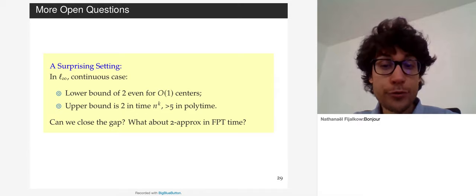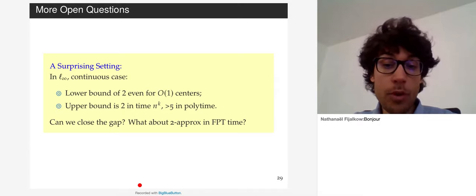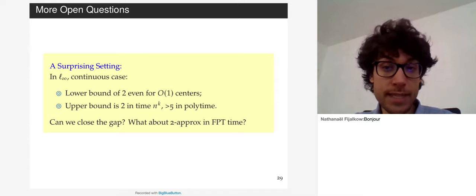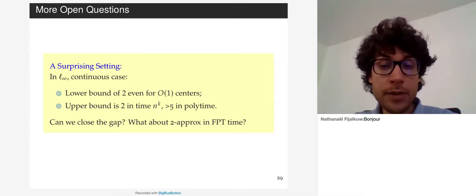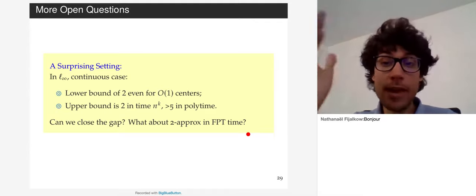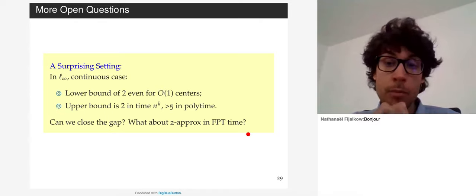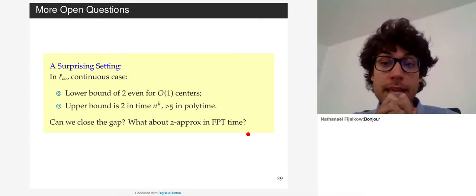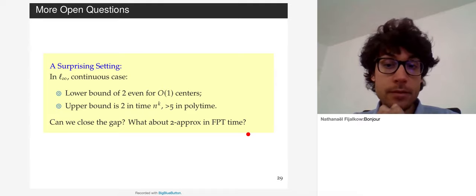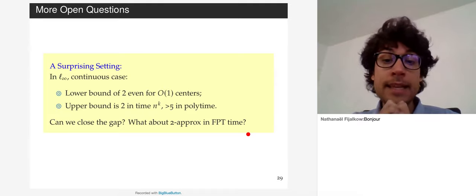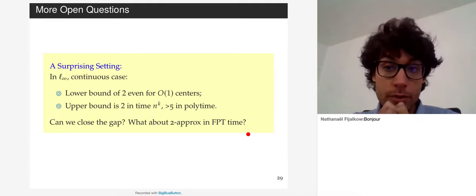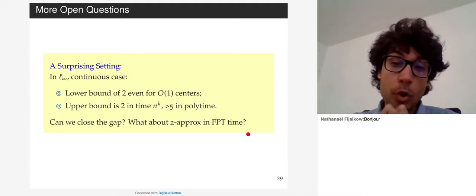some kind of lower bound of 2, which is higher than the lower bound that is known for general metrics, right? The lower bound is 1+2/e, which is like 1.7. But in the L infinity setting for the continuous case, L infinity is really like you have n dimensions and the distance between two vectors is the L infinity norm. And you can put your centers anywhere in the space. So this is a continuous setting. Then there is a lower bound of 2, even for a constant number of clusters, even for two clusters.